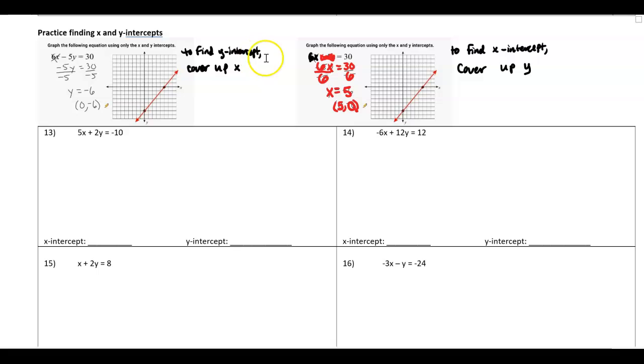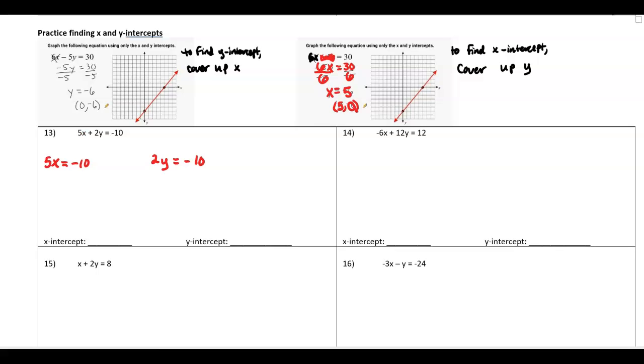All right, and then lastly, what you'll be doing is also practicing finding x and y intercepts. So to find the y-intercept, you're going to cover up x or make x 0 and solve for y. To find the x-intercept, you're going to cover up y or make y 0 and solve for x. So for the x-intercept, that looks like covering up y, so that's 5x is equal to negative 10. For the y-intercept, that's like covering up x, so that's 2y equals negative 10.